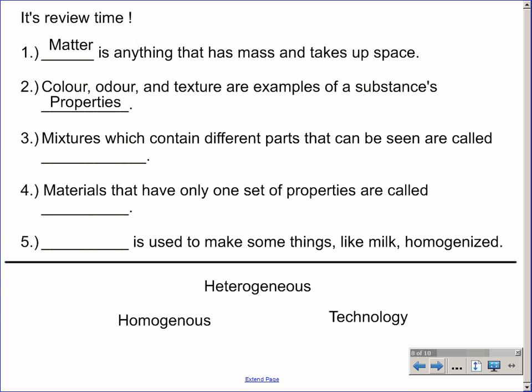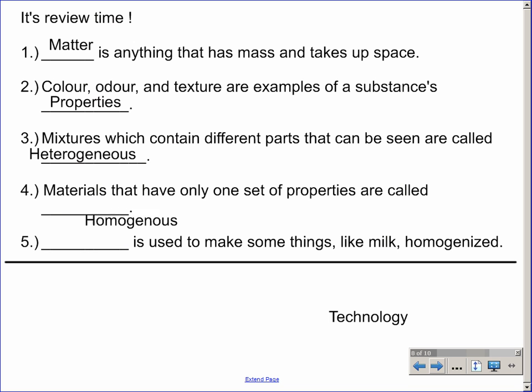Mixtures which contain different parts that can be seen are called heterogeneous. Materials that have only one set of properties are called homogeneous. And lastly, technology is used to make some things like milk homogenized.